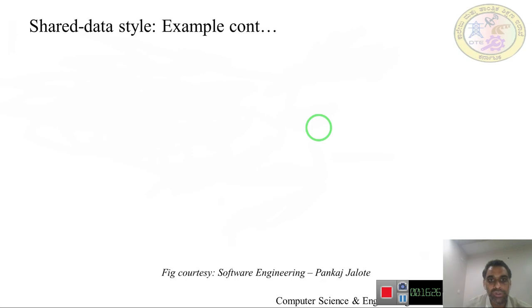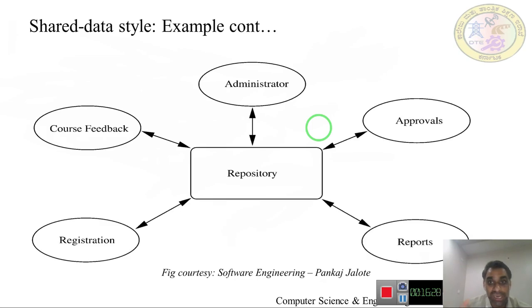Fine. How would the proposed architecture look like? The proposed architecture would look like this. There is a repository which acts like a central repository, and to which all the different accessors like registration, course feedback, administrator, approvals, reports are connected.